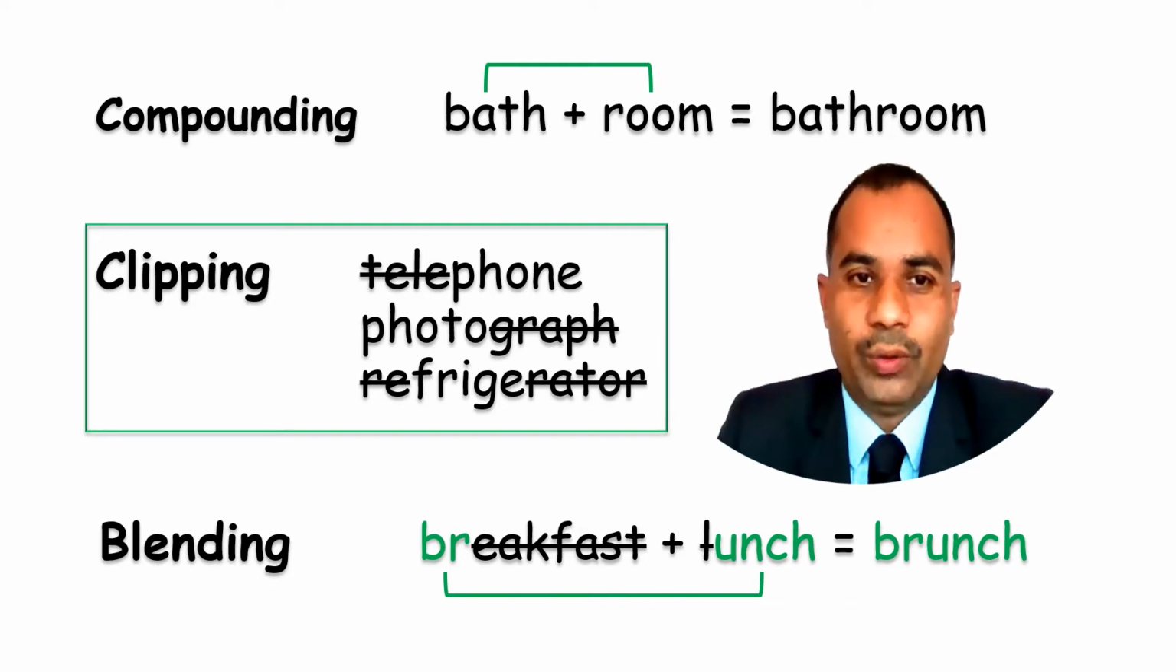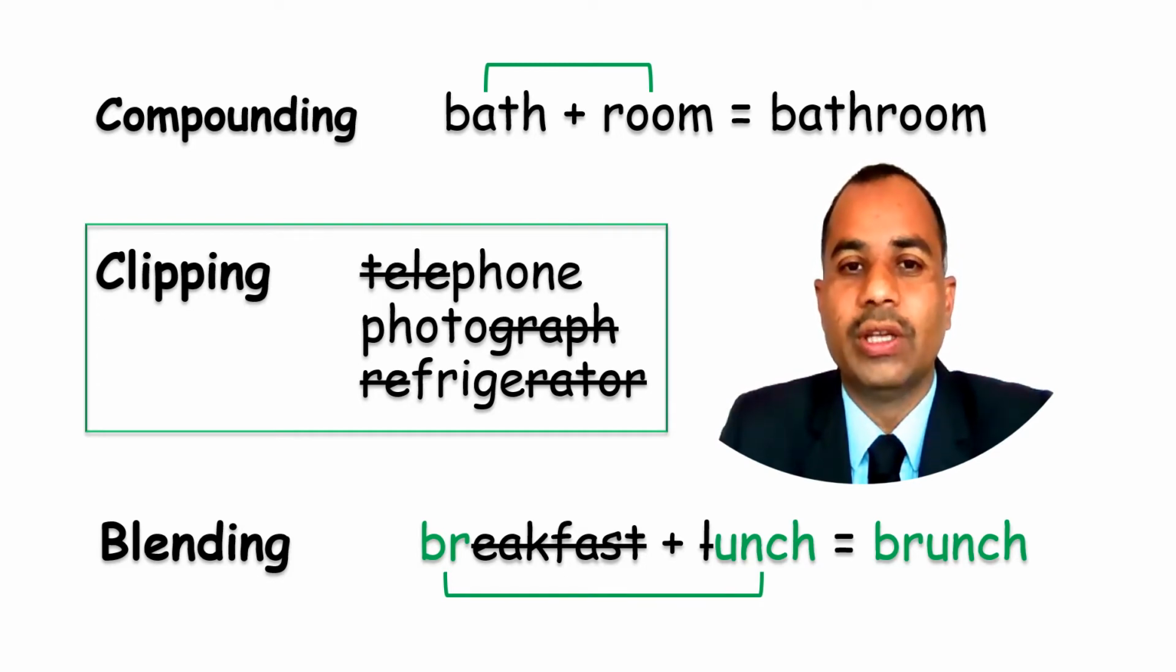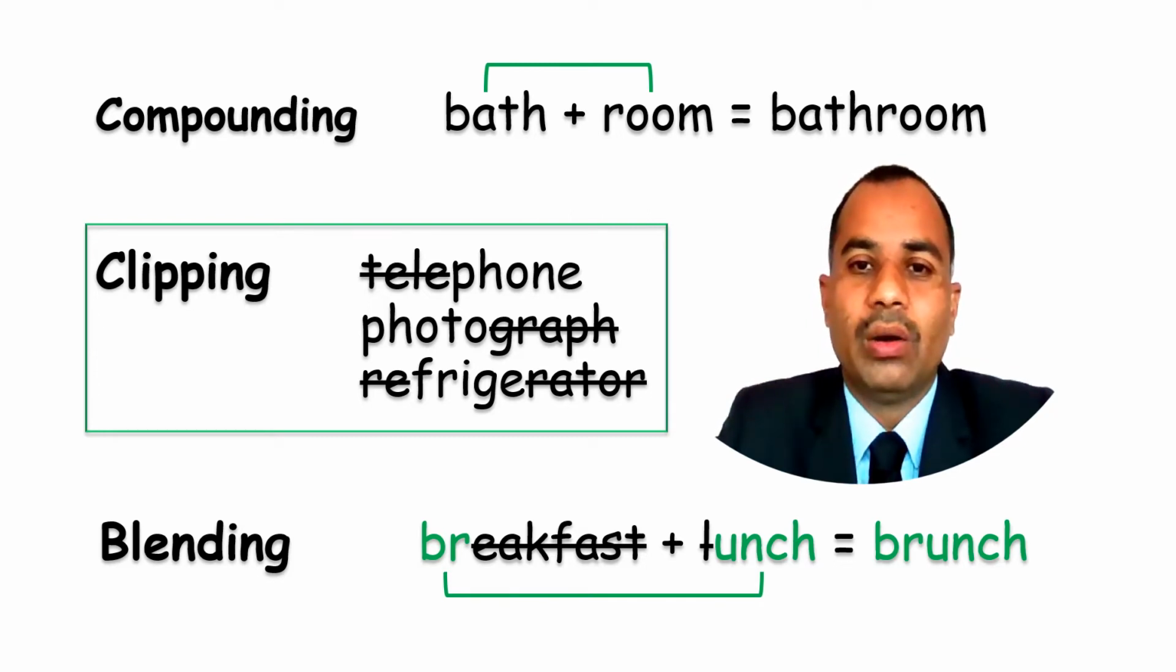Let us see. We already know compounding, clipping and blending. In compounding, normally we take two words and keep them as they are, and in some cases more than two. For example, bath and room are two words and we call it bathroom. Boy and friend, boyfriend. Blue and shirt, blue shirt. These are compounding words. We make no changes after compounding.